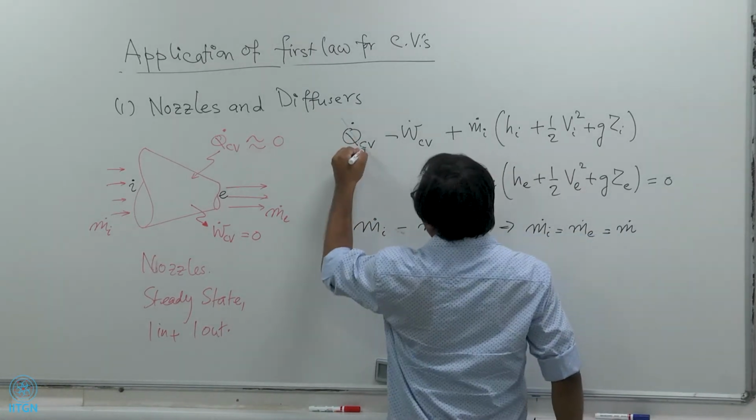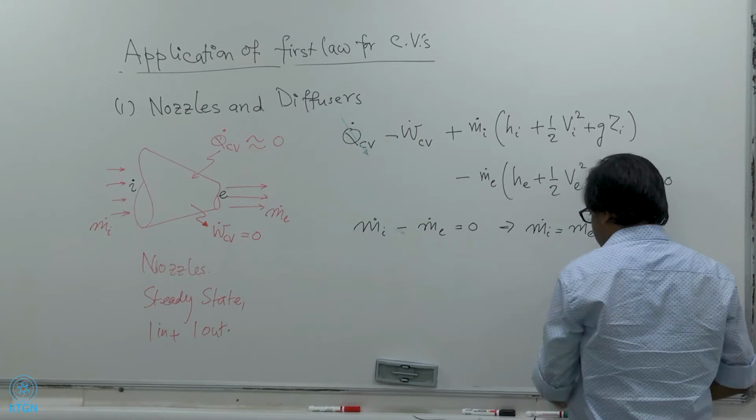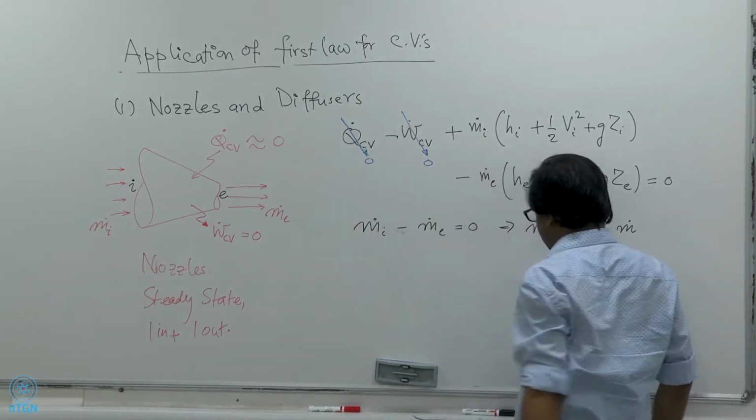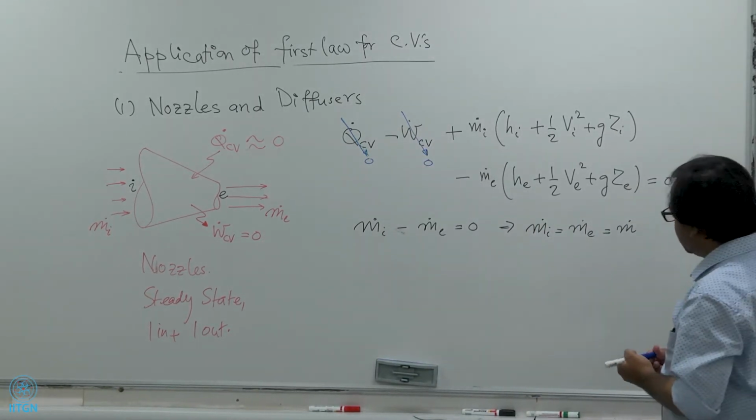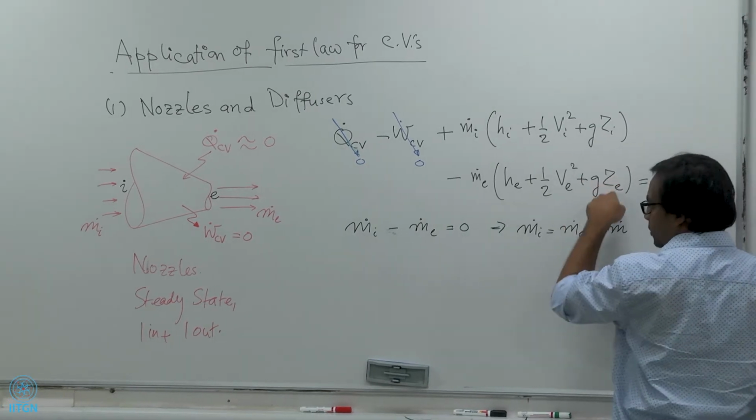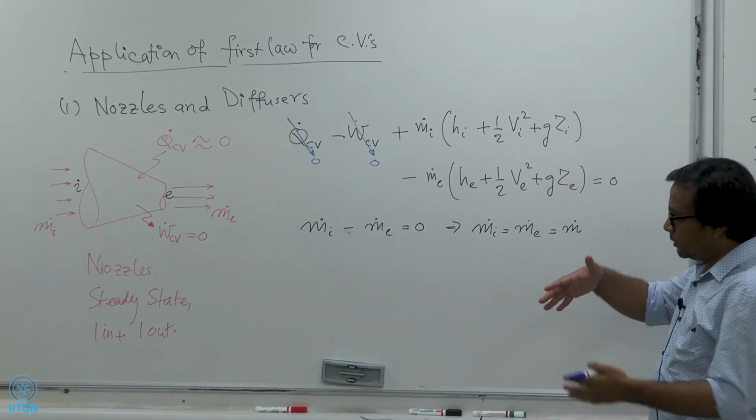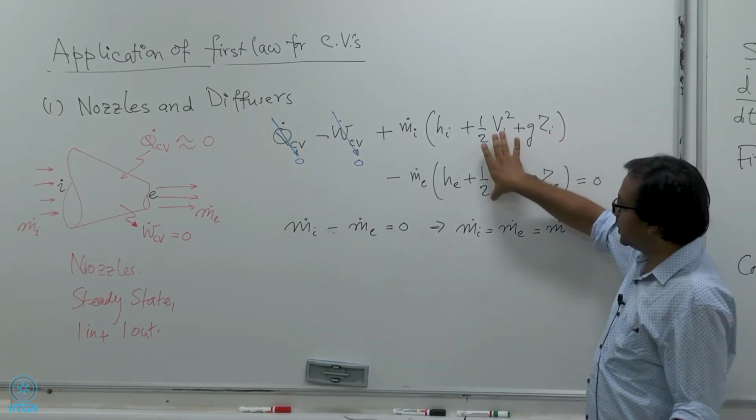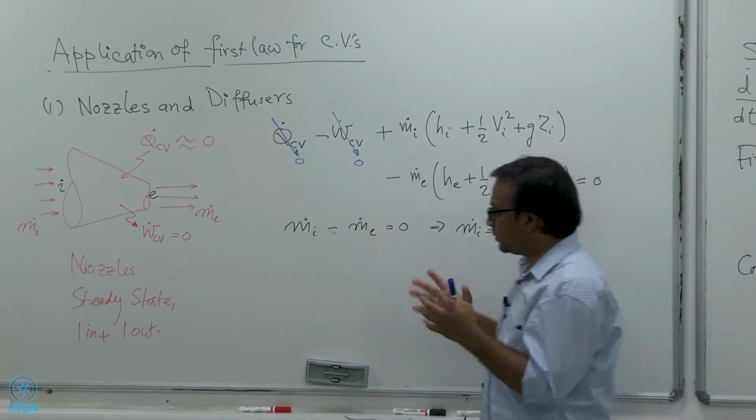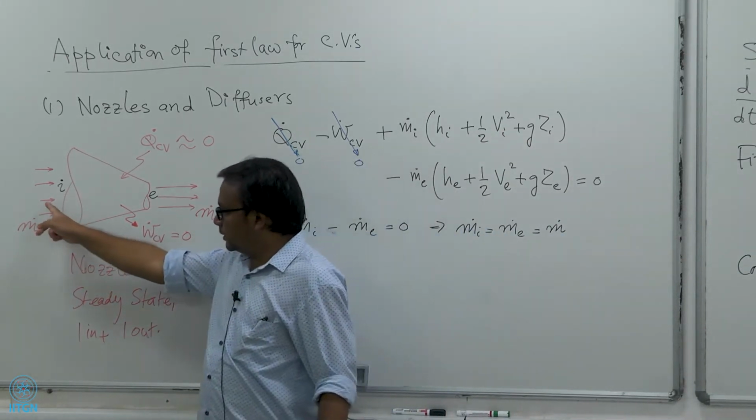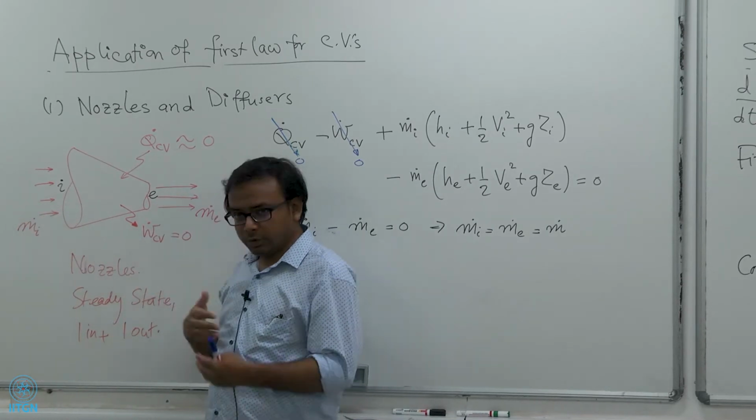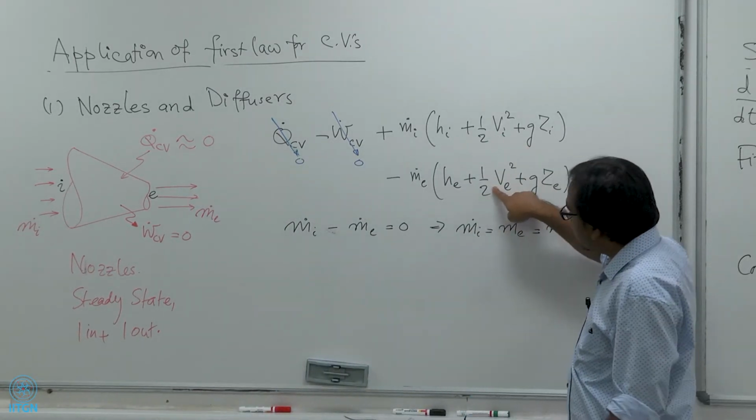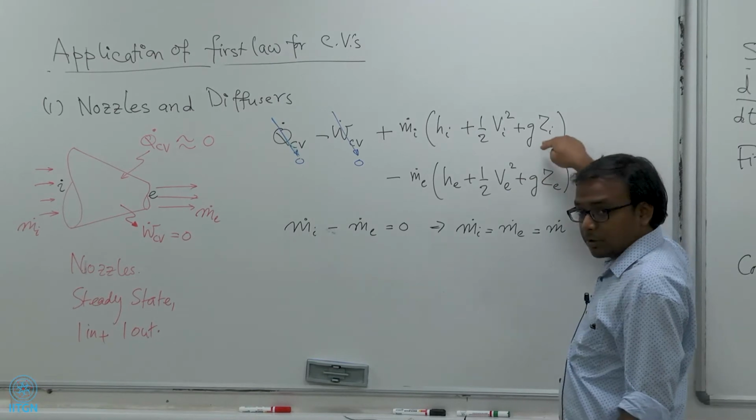The work term is 0 as noted here. In a nozzle, the change in potential energy can be neglected. Even if there is some change in the potential energy, you will see that it is negligible compared to the change in the kinetic energy. Most of what a nozzle does is take a very slow moving fluid and convert it into a very fast moving jet, and as a result there is a large change in velocity, but almost no change in the potential energy.